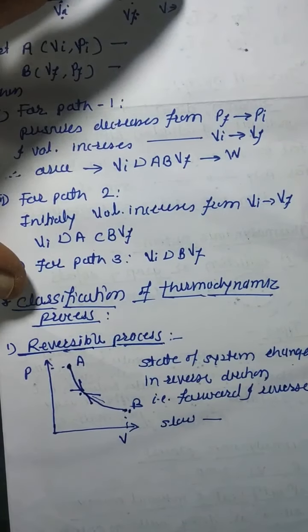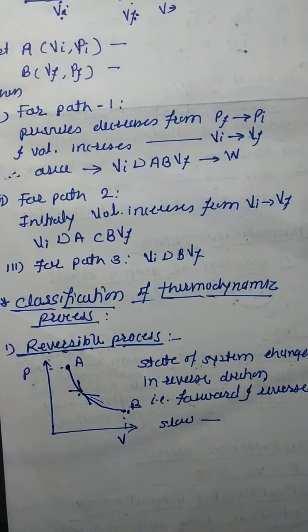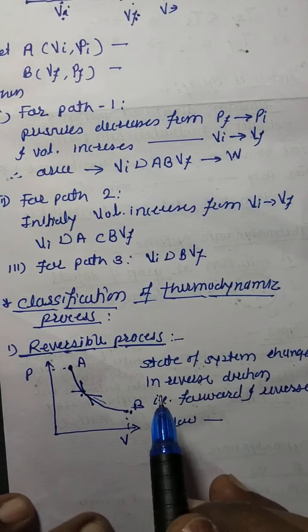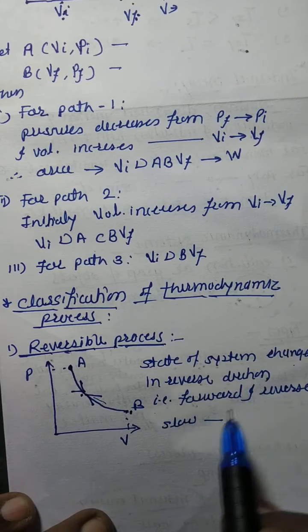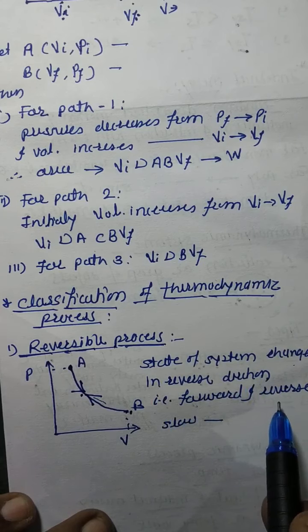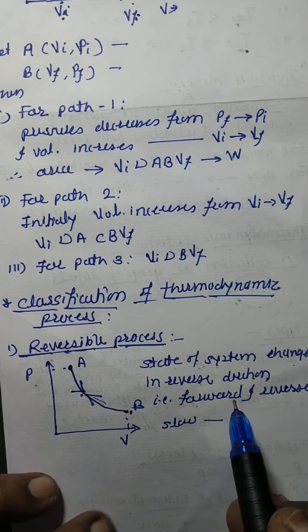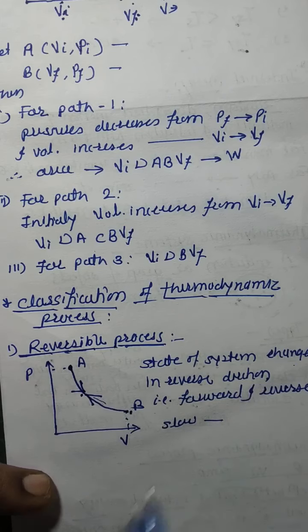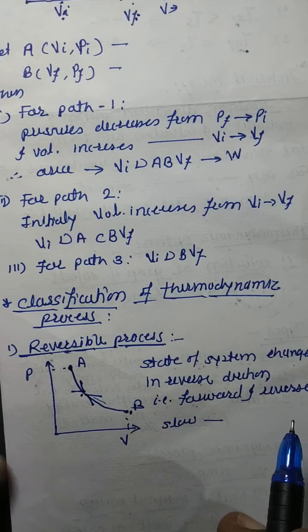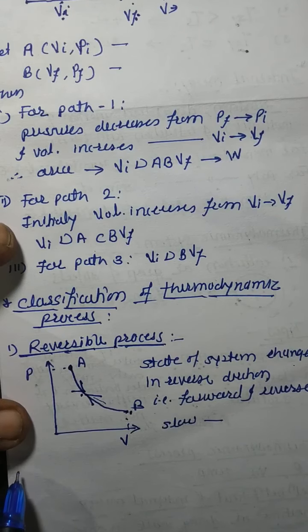What is reversible process? The thermodynamic process in which state of system changes in reverse direction, that is forward and reverse directions are same. This process is slow process and hence there is no change in internal energy, that is ideal process. One more process, that is irreversible process.